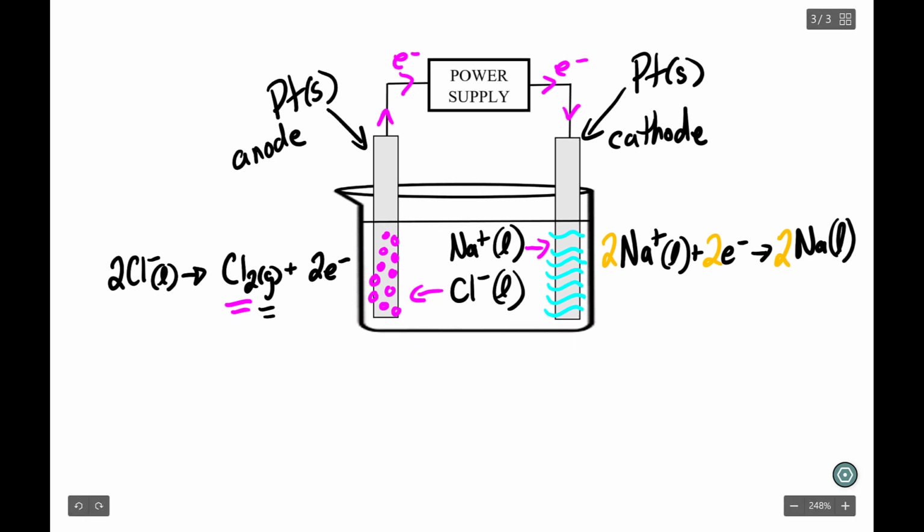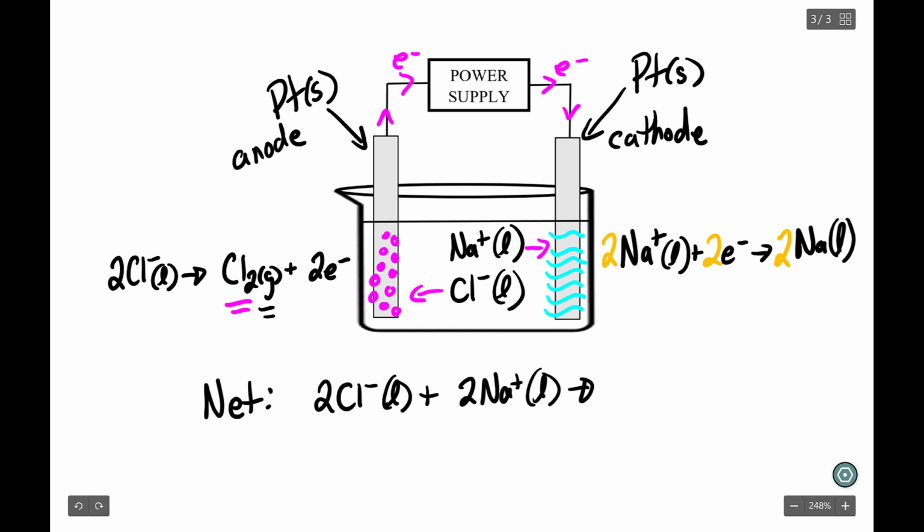Now, the next thing I'm going to do is make a net reaction. So combining the two, I've got 2Cl minus liquid plus 2 sodium ion liquid turns into Cl2 gas plus 2 sodium liquids.